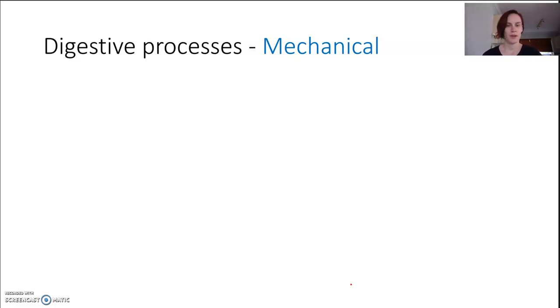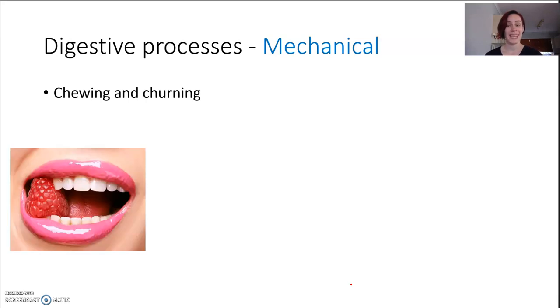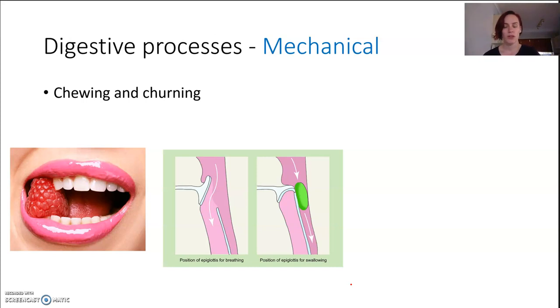Mechanical digestive processes. Number 1, chewing and churning. Our chewing is the first port of call for breaking down large chunks of food. Our teeth and tongue go through that grinding motion. It's also known as mastication. When we swallow, the food moves as a bolus down our esophagus, the tube that leads to the stomach, and the epiglottis, at the back of our throat, covers the trachea or windpipe so that we don't get food down there. Sometimes we say it's gone down the wrong path and we start to choke, but that's generally not the norm.